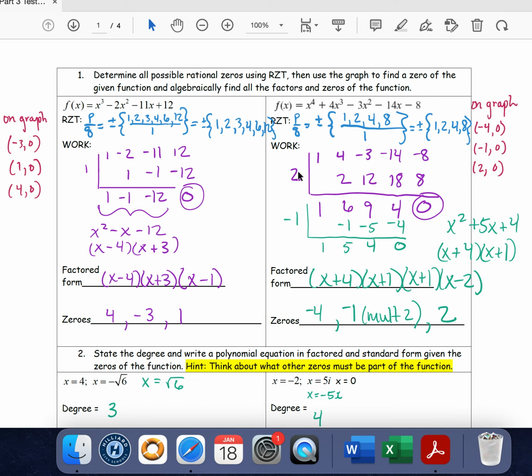So we got x minus 2 from the purple, x plus 1 from the green, and we got another x plus 1 and an x plus 4. So we actually have a multiplicity of 2 for our negative 1, 0, because there are 2 of these, x plus 1 and x plus 1.